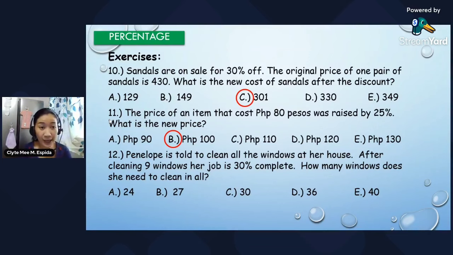Let's have the break after the percentage. Let's take our lunch. I guess this is the last problem for percentage. Then we will take our lunch. I will just inform Sir Dean.